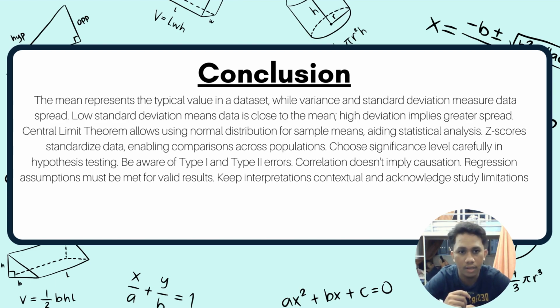Choose the significance level carefully in hypothesis testing. Be aware of Type 1 and Type 2 errors. Correlation does not imply causation. Regression assumptions must be met for valid results. Keep interpretation contextual and acknowledge study limitations. That's all.